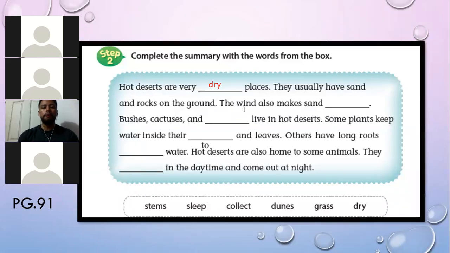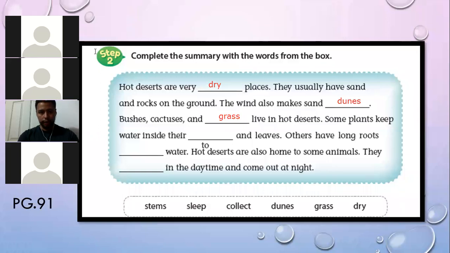Monica, please continue. The wind also makes sand dunes. Exactly. Sand dunes. Okay, good. Like a mountain of sand. Yes. Bushes, continue, please. Bushes, cactus, and grass live in hot deserts. Grass. Okay. Is that the correct word? Yes. All right, thank you. Grass in hot deserts.